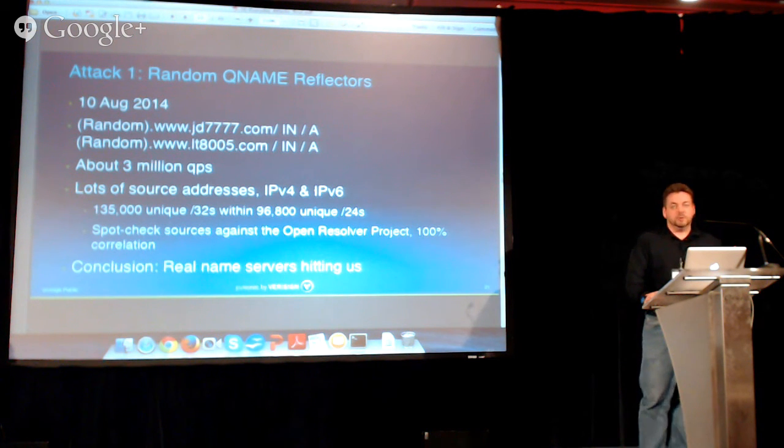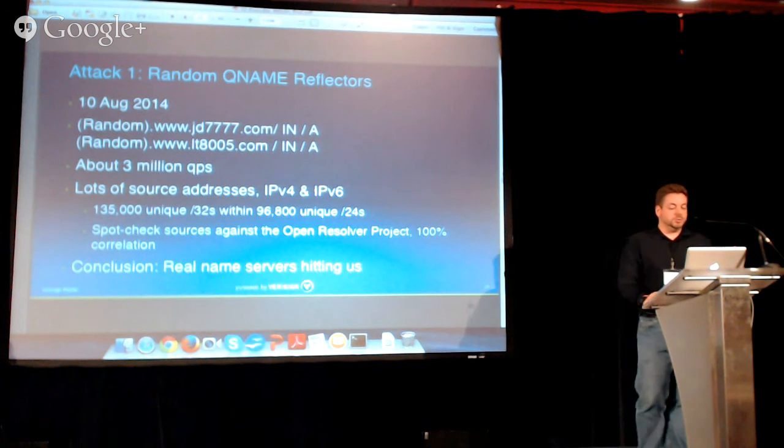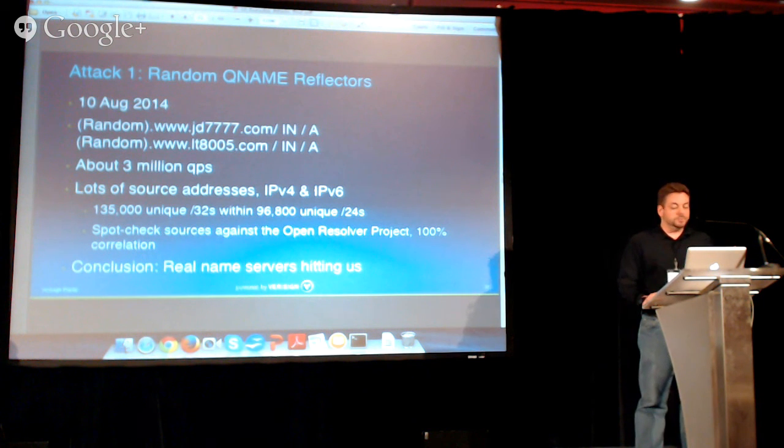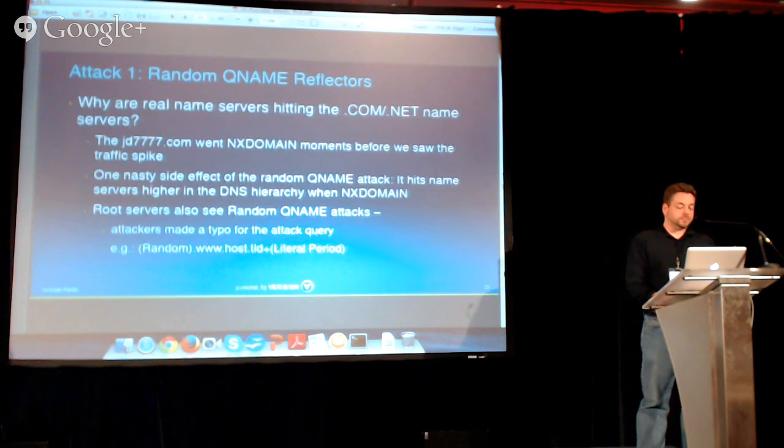The pool of IP addresses that were hitting us with these queries was about 135,000 /32s, and those addresses were coming from 96,000 /24s. After the fact, we did a spot check on the IP addresses, and we found there was a good correlation between the IP addresses that were hitting us with these queries and ones that were listed in the Open Resolver Project. The conclusion is these were real name servers hitting us, as opposed to spoofed traffic being sent to us.